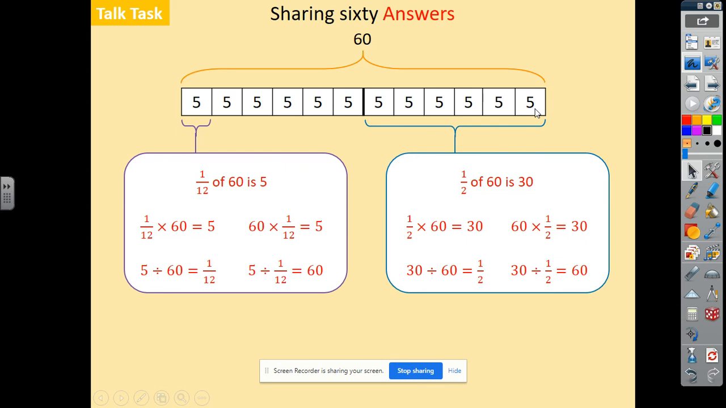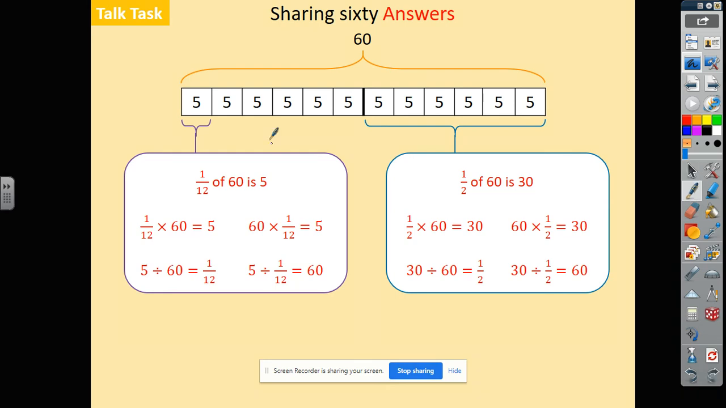You may have come up with lots of others as well. You may have noticed, for example, here you could have said, well, 3/12 is worth 5, 10, 15.